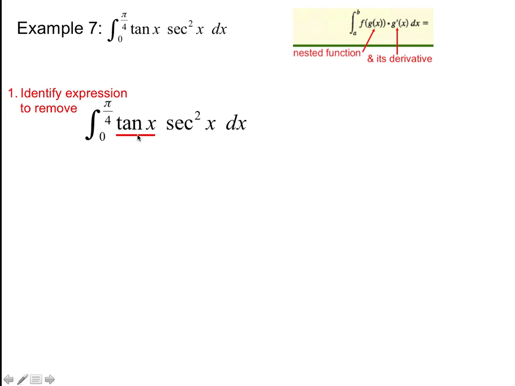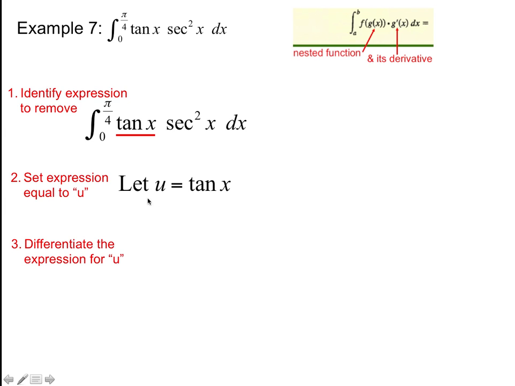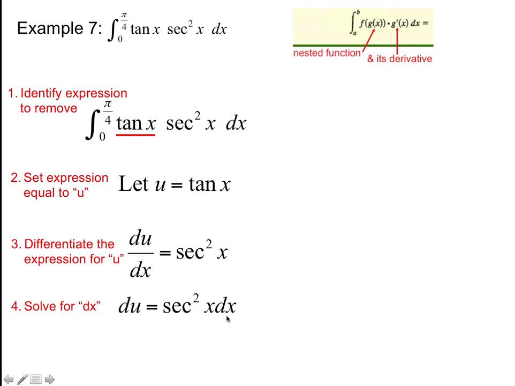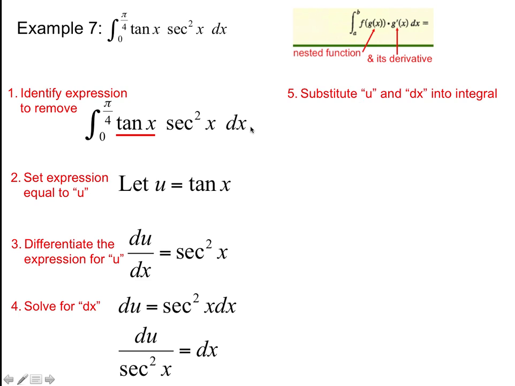So that's the function we're going to look to substitute out. We're going to look to substitute out the tangent, and we're going to go through our 8-step process just like we always have. So we're going to set that expression, tan x, equal to u. And step 3 is we're going to differentiate that. So du/dx equals secant squared x. Step 4, we're going to solve for dx. So we're going to multiply both sides by dx, and then divide by secant squared x to get our dx. Step 5, we're going to do what we've always done. We're going to substitute back into the integral.